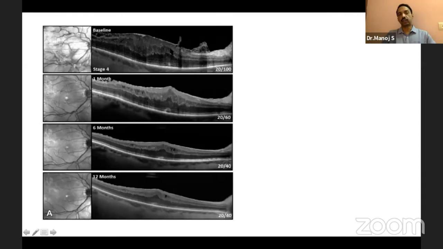As you can see in this picture from the article, this is a grade 4 epiretinal membrane which underwent surgery, and you see at the end of 12 months there is still persistence of IFL and the foveal contour is not regained. So this is what effectively happens in these patients.